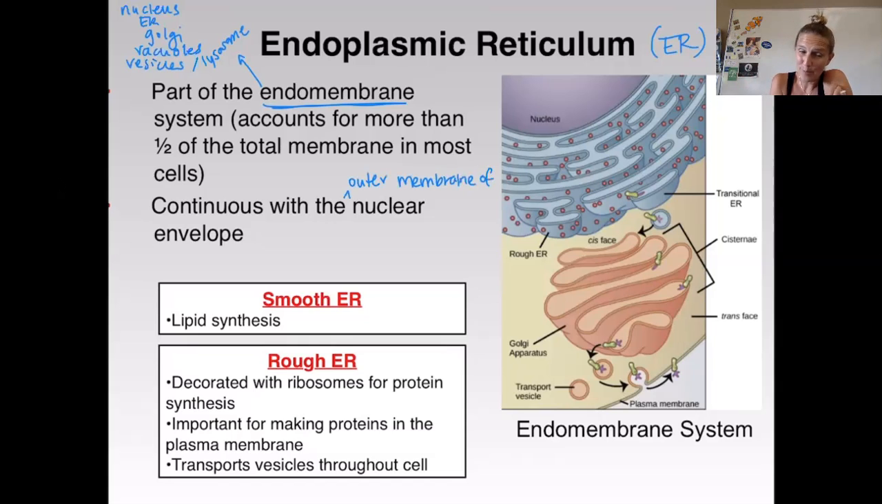Just like ribosomes come in two flavors, the ER also comes in two flavors. It can be smooth, meaning it has no ribosomes.